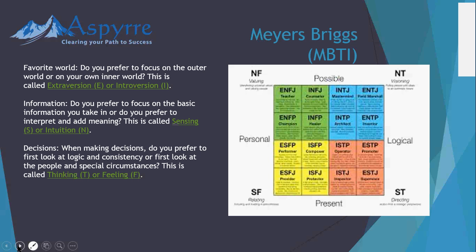Then there is the F and T dimension, and this has to do with how you make decisions. When you make decisions, do you prefer to first look at logic and consistency, or first look at people and special circumstances? Essentially, do you tend to make a decision on principles first, and then as a secondary thing think about how the people are impacted? Or do you make it about people first?